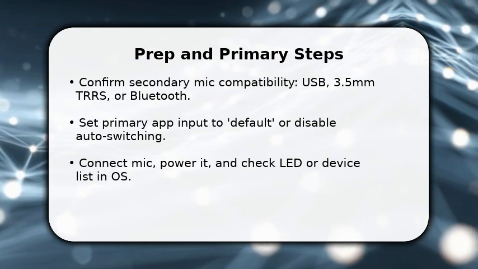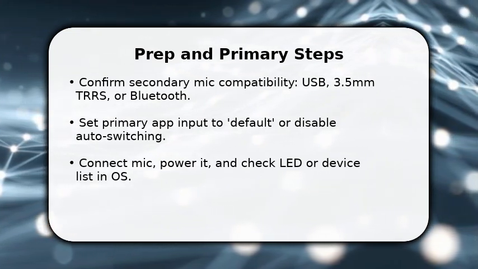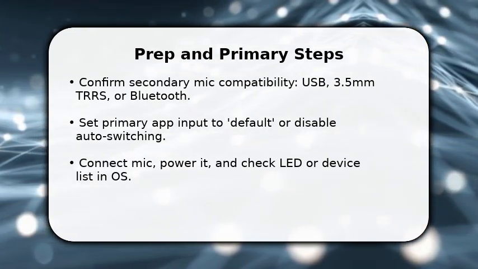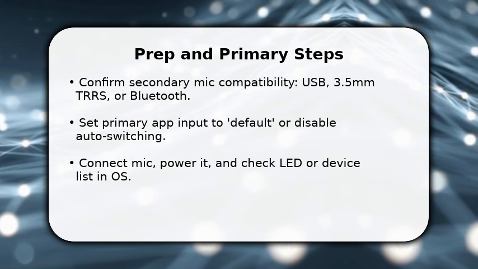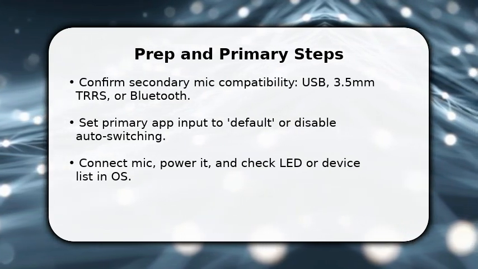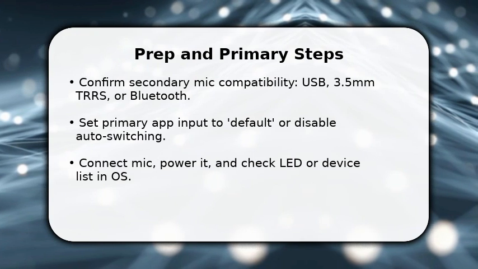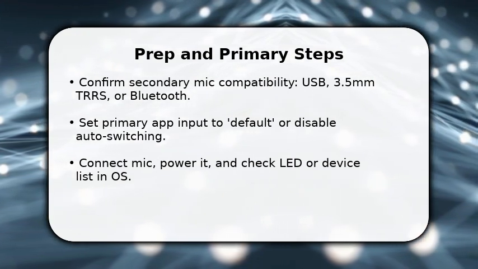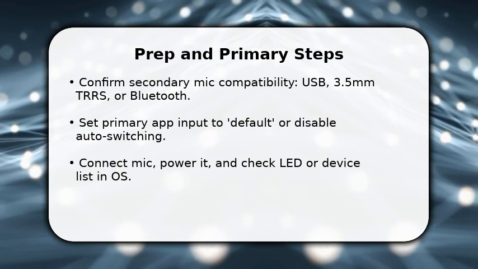Next, open the calling app settings and set the input to default or prevent automatic switching, so the app won't steal audio from your main mic. This prevents interruptions and prepares the system for explicit routing, which we'll configure next.